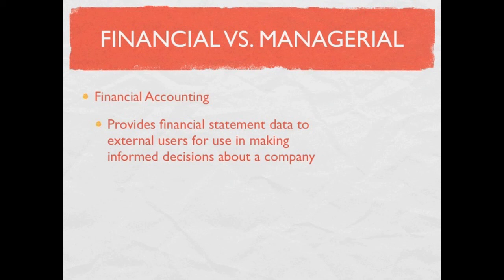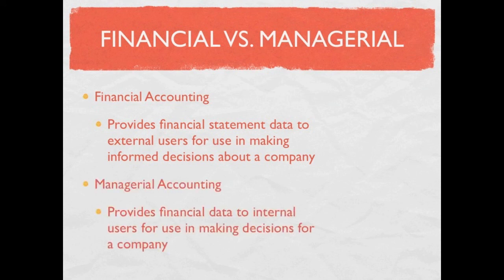If I'm a banker and you come to me wanting to borrow money, I may look at these financial statements to see if you're a going concern, whether you're going to be in business for the long term and you're going to be able to pay me back my money. Managerial accounting provides financial data to internal users for use in making decisions for a company. For example, the managers would require certain types of information to make decisions for a company. What direction do we want to go from here?